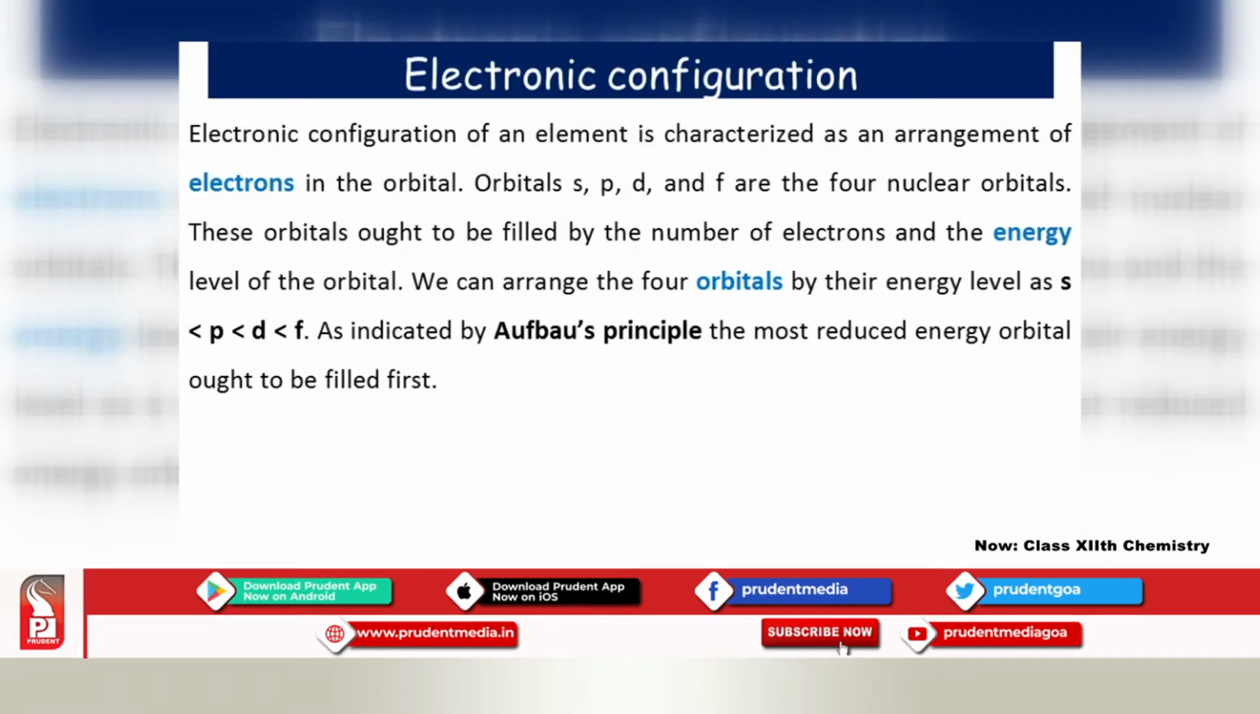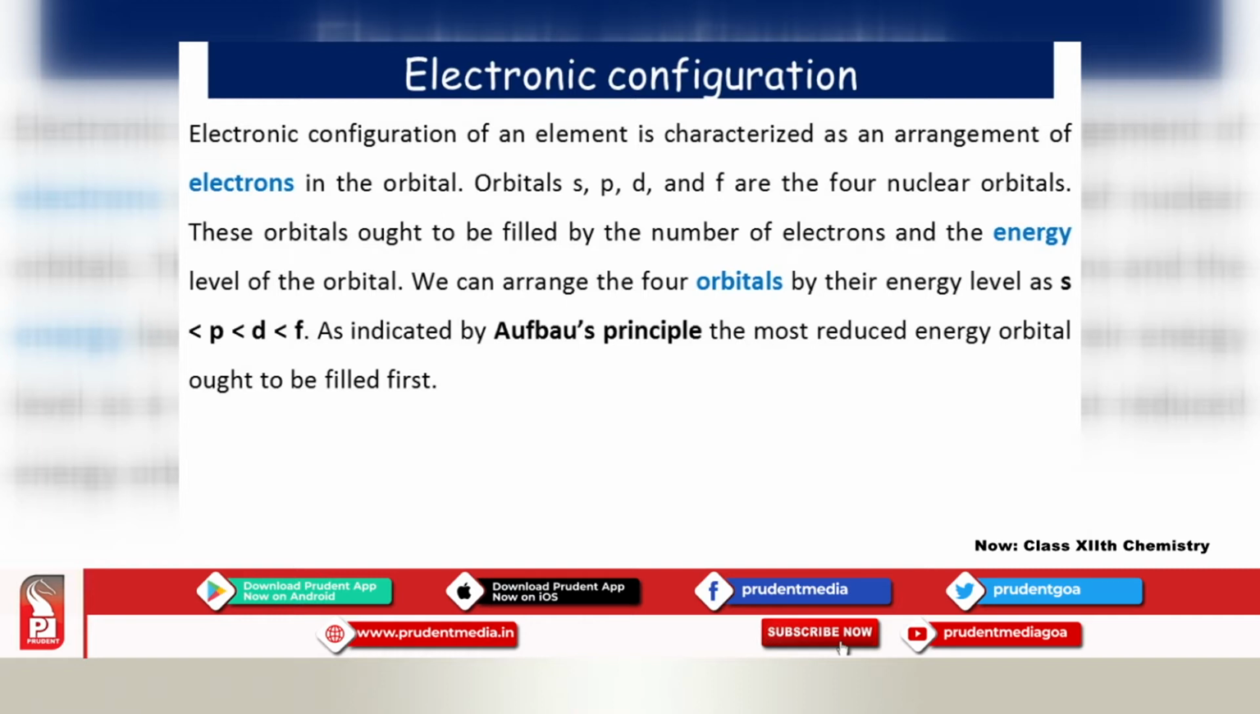electronic configuration. Electronic configuration is a very important aspect in chemistry. The electronic configuration of an element is characterized as the arrangement of the electrons in the orbitals. In the orbitals, we know that there is the S block, P block, D block and F. They are the 4 important atomic orbitals, and these orbitals ought to be filled by electrons according to the energy level of the orbital. We can arrange the 4 orbitals by their energy level as S, P, D and F.